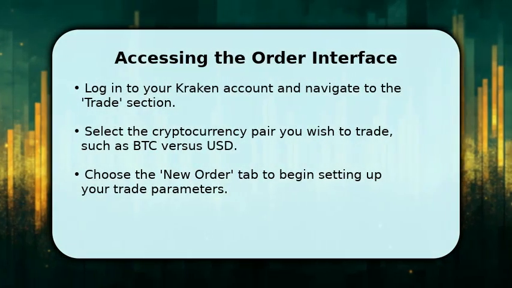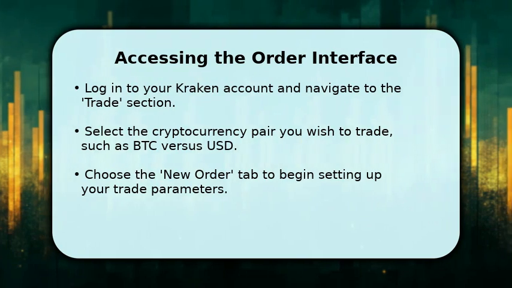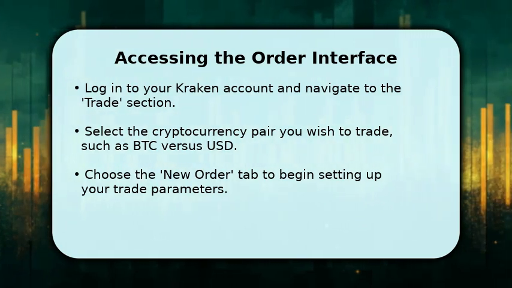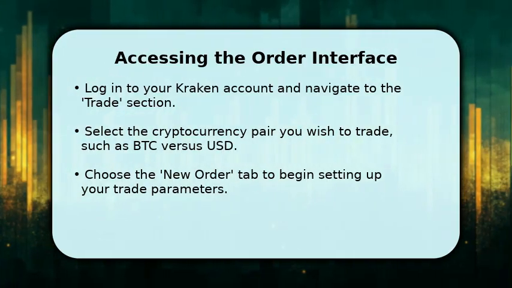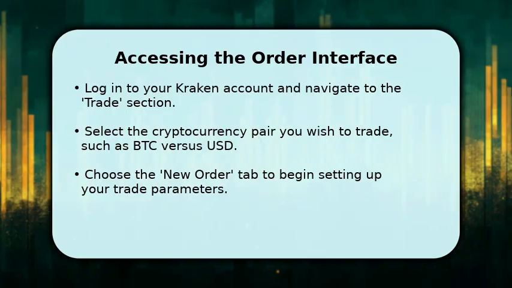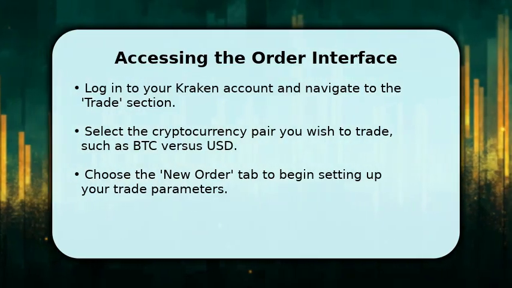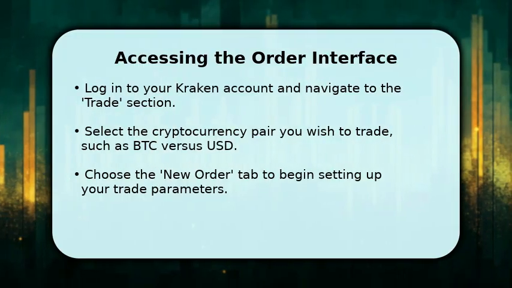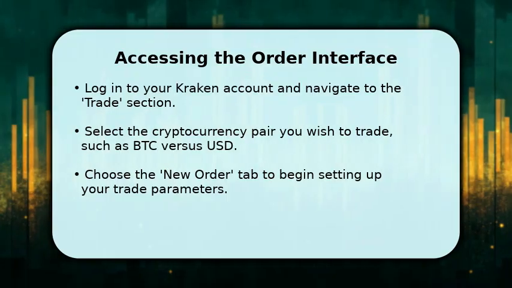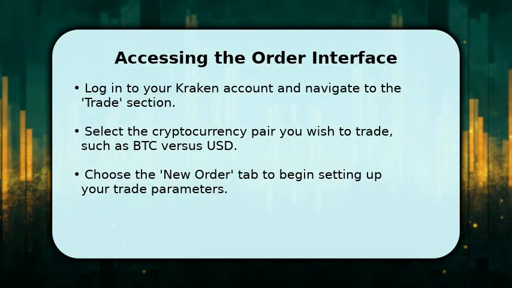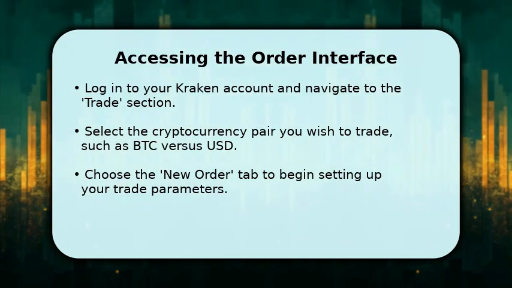To begin, simply log in to your Kraken account. Once inside, you will want to find the Trade section, typically located in the main navigation. From there, select the specific cryptocurrency pair you intend to trade, for example, Bitcoin versus US dollar. Finally, click on the New Order tab, which will present you with the various order types available for your transaction.